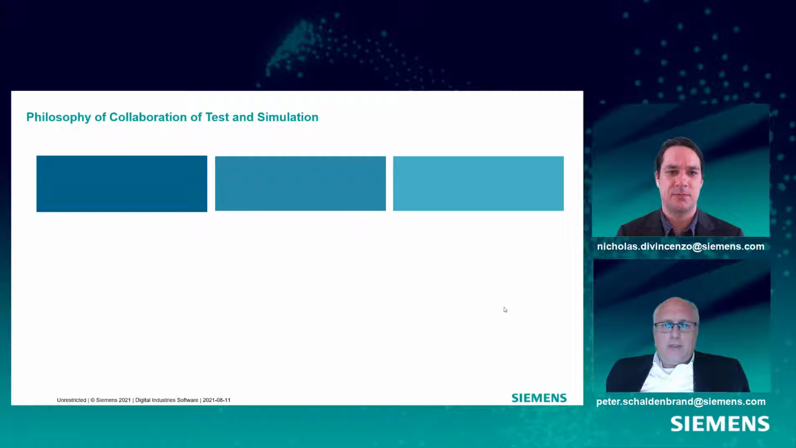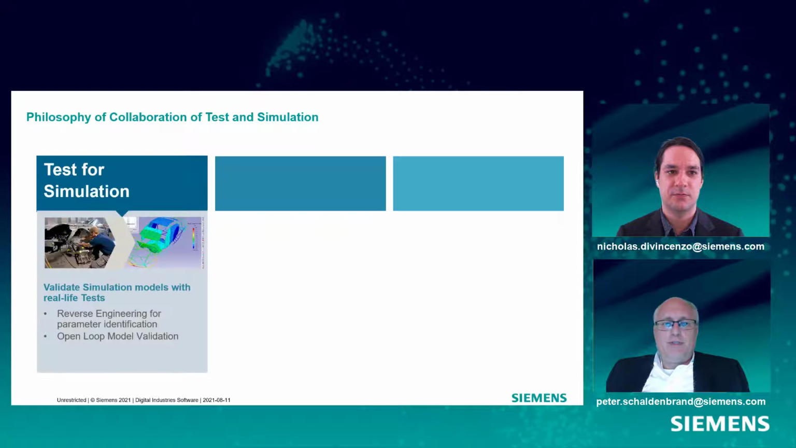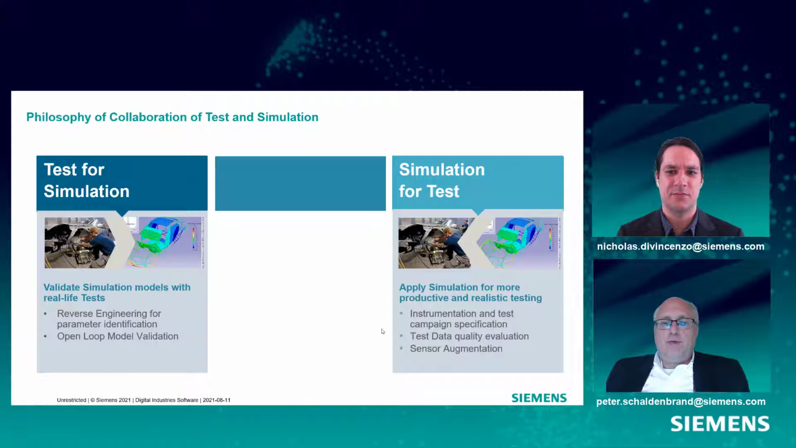All right. So let's think about this, the correlation of test and simulation, the philosophy. I don't know who wrote that slide. Must be a philosophical fellow, but we can do testing for simulation. So that means we'll validate simulation models, see if they're accurate and reflect reality. So that's using the real life tests. We can do simulation for test.